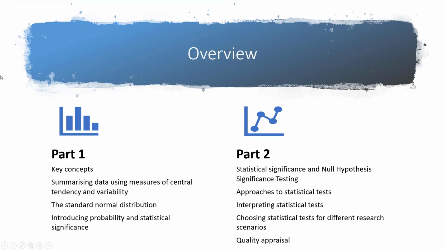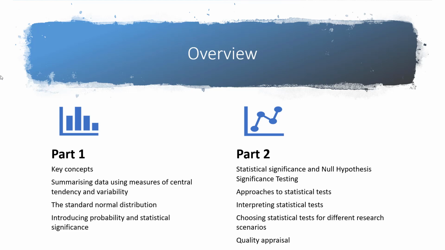So this session will be delivered in two parts. In part one, we're going to be looking at some of the key underpinning concepts in statistics. We'll look at how we can use measures of central tendency and variability, also known as measures of dispersion, in summarising our data. We'll look at something called the standard normal distribution and how useful that is, and then we'll introduce the idea of probability and statistical significance.